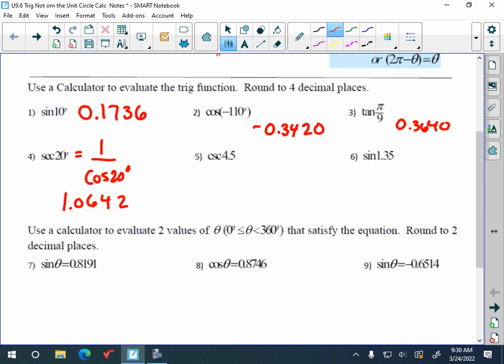All right, now cosecant 4.5. So this is going to be the same as 1 divided by the sine of 4.5. Now we got to go back into radian mode. So negative 1.0230.